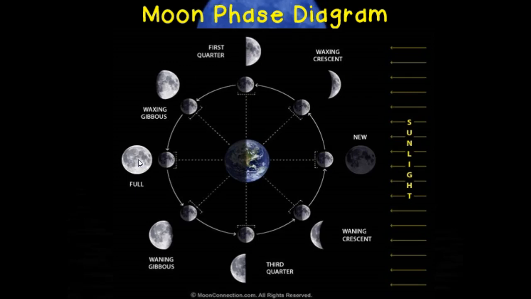Then it's going to start becoming smaller. It's going to be waning. So first it'll be waning gibbous, a third quarter, waning crescent, and then back to the new moon. So I like this diagram. It's a good one to print out and take a look at to remember those moon phases.